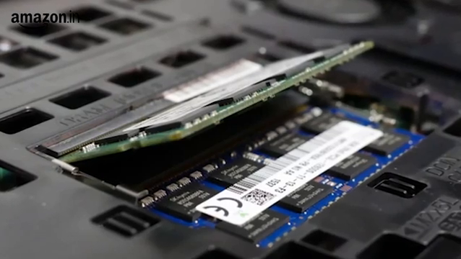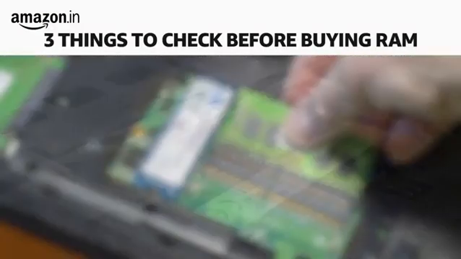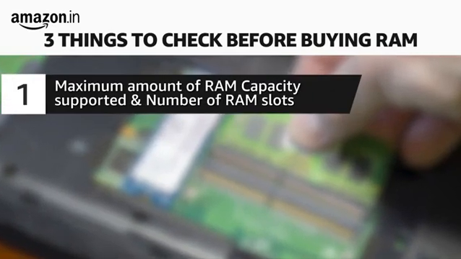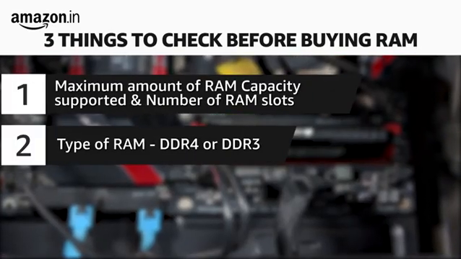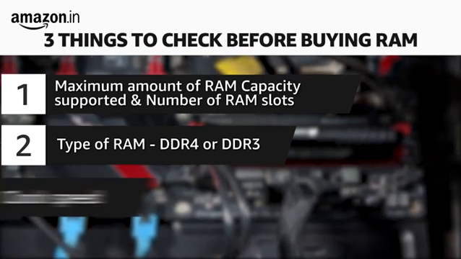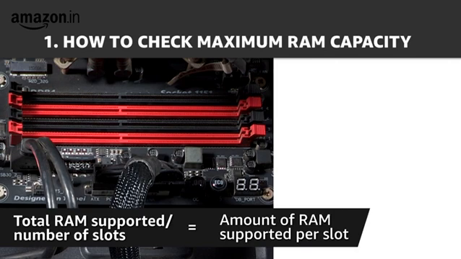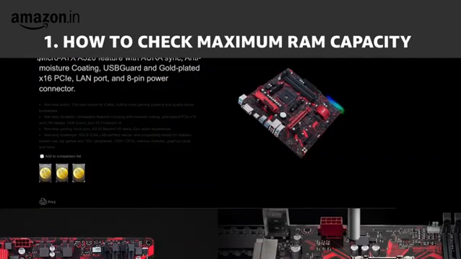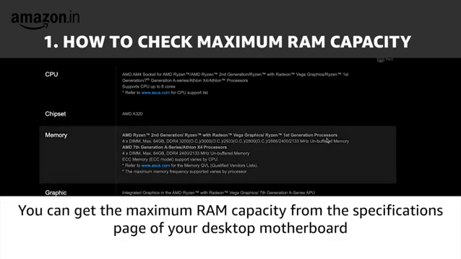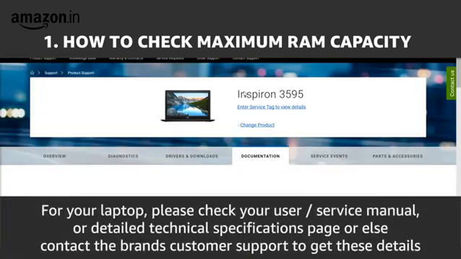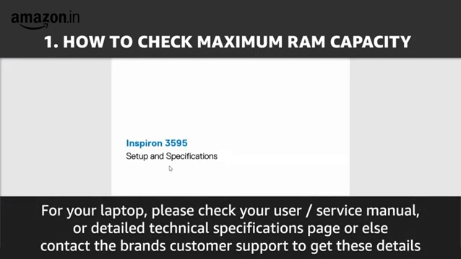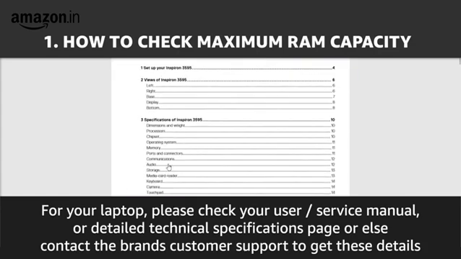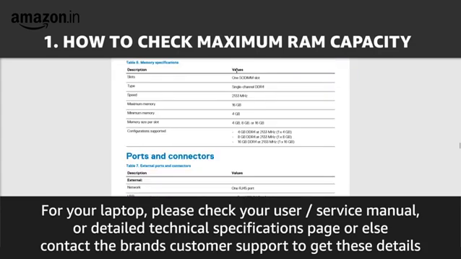Before you commence looking for new RAM, you need to ascertain three things. First, the maximum amount of RAM supported by your system and the number of RAM slots. Second, the type of RAM, DDR3 or DDR4. And third is the clock speed. For example, if the total RAM supported is 32 GB and there are 4 RAM slots, then each slot can take a maximum of 8 GB sticks. You can get maximum capacity of your RAM from technical specification sheets of your desktop's motherboard. And for your laptop, please check your user manual, service manual, or detailed technical specifications, or else contact the brand customer support to get these details.